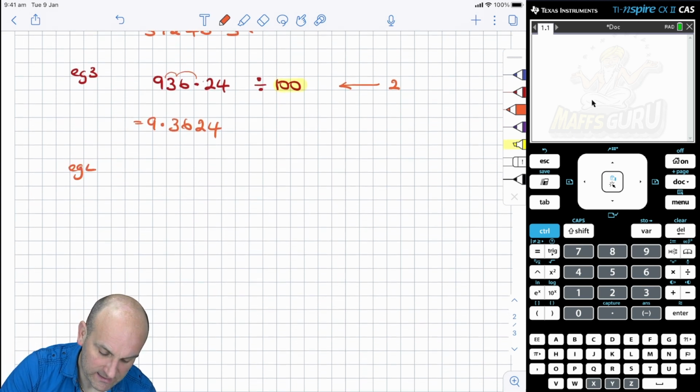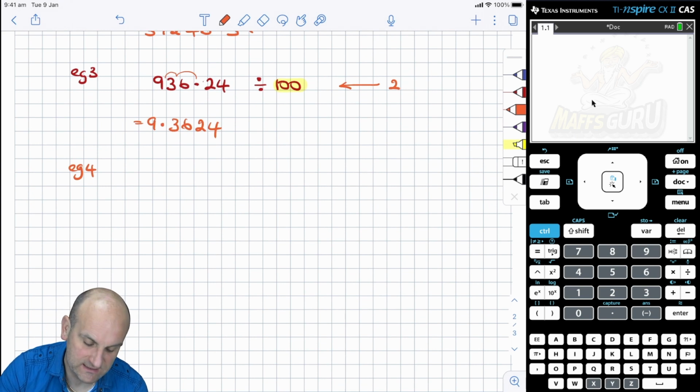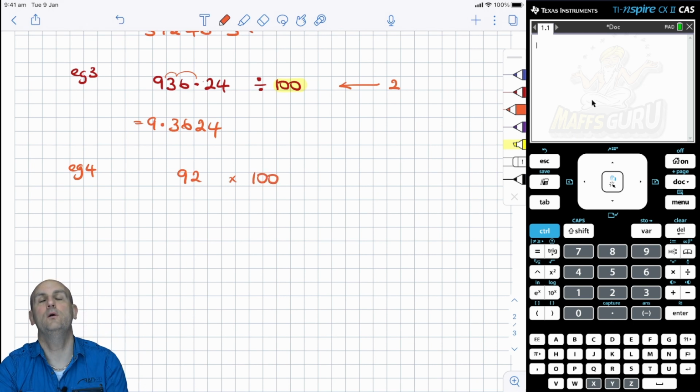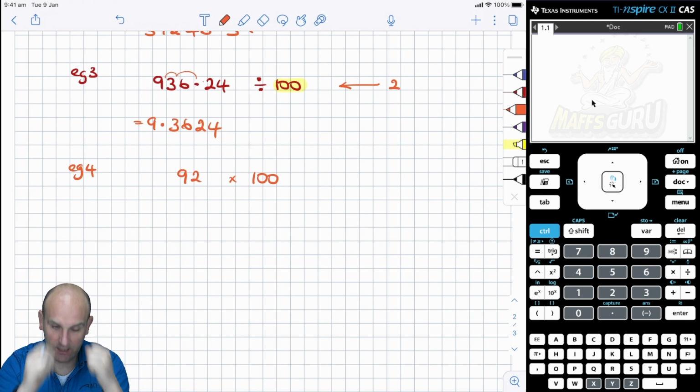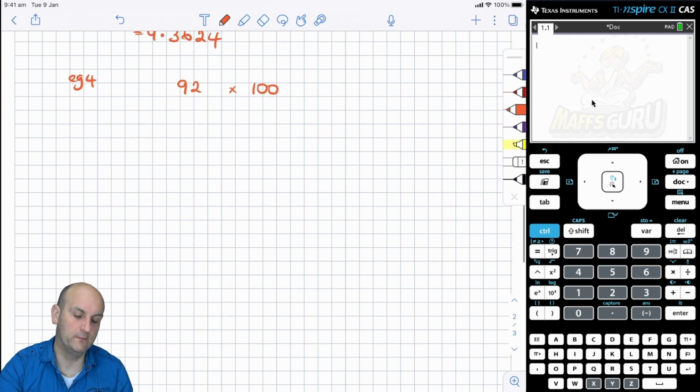Where it gets tricky, and maths is a big fat trick, is for example, if you had 92 times 100. Now, I know that lots of primary school teachers go, oh, just put 2 zeros on the end. Don't just put 2 zeros on the end. Please do not put 2 zeros on the end. And I'll explain why in a moment.